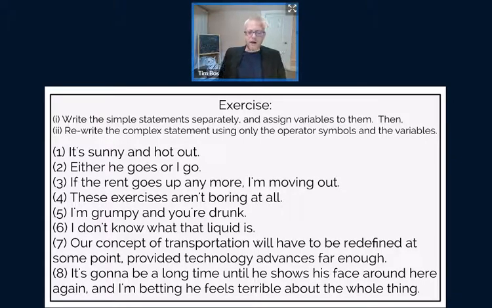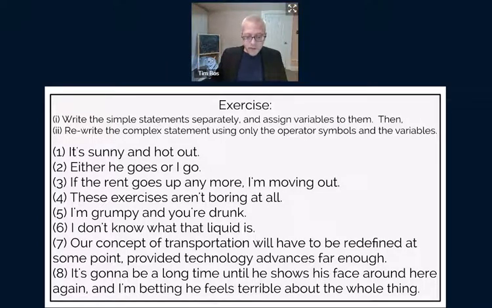Okay, so we left off on 4. What's one way that you could represent number 4? These exercises aren't boring at all? Well, first of all, what's the simple statement? Don't write it as a variable yet. What's the simple statement in this complex statement? Remember, a simple statement is just the statement that's there without any of the operators.